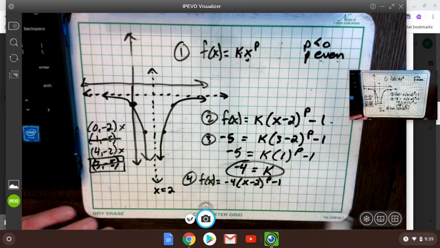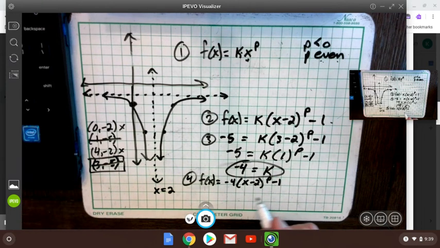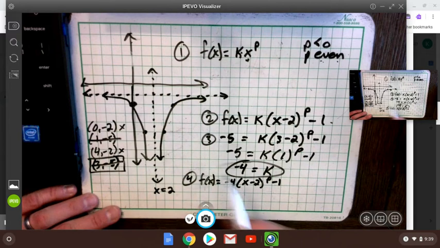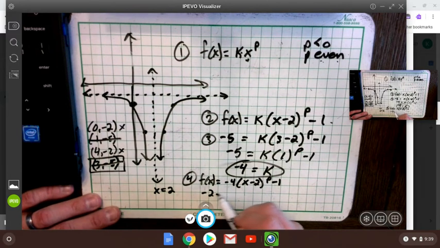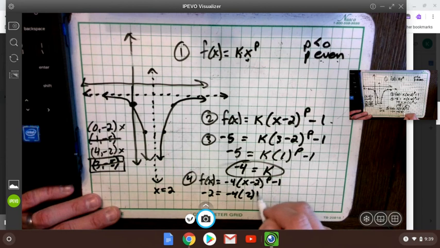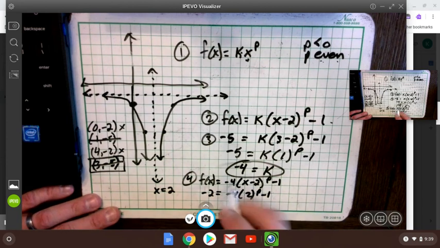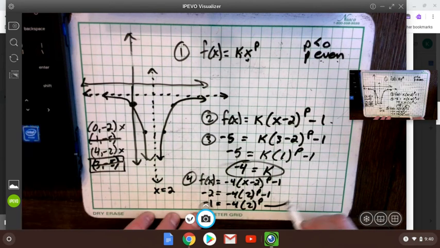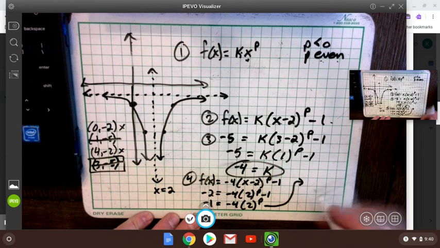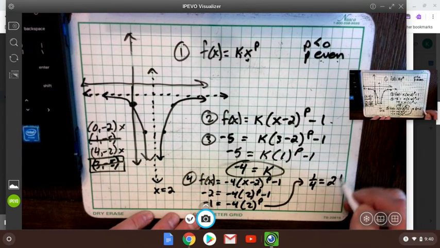Those of you that are memorizers, please don't be, but if you are, then I can't stop you. So I'm going to pick 4, -2. Here we go. 4 minus 2 is 2. I'm going to add 1 to both sides, and I'm going to get -1 is equal to -4 times 2 to the p. Okay, going right up here. -1 divided by -4 is +1/4, and that's equal to 2 to the p.